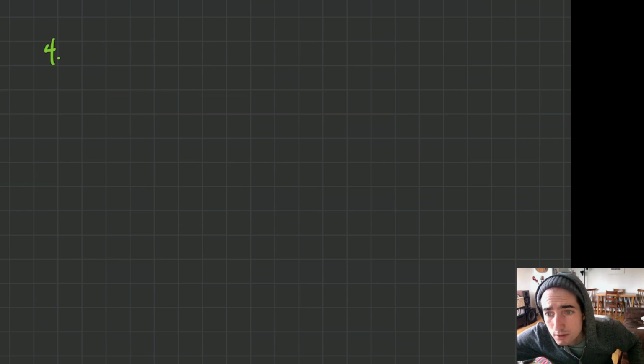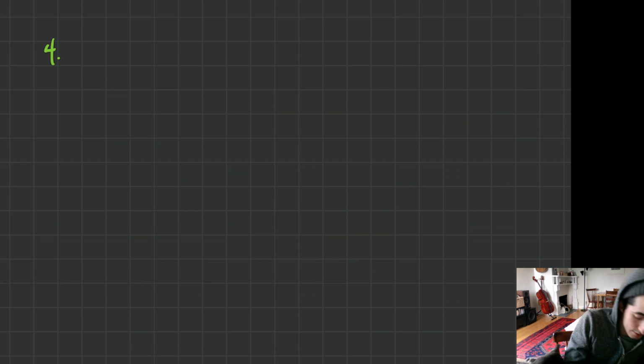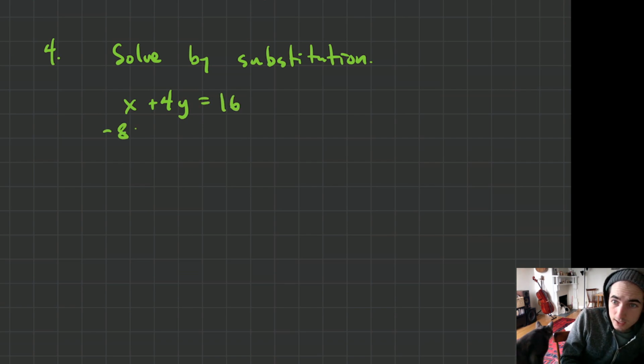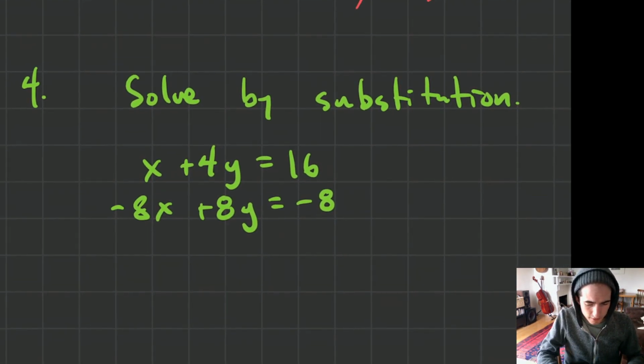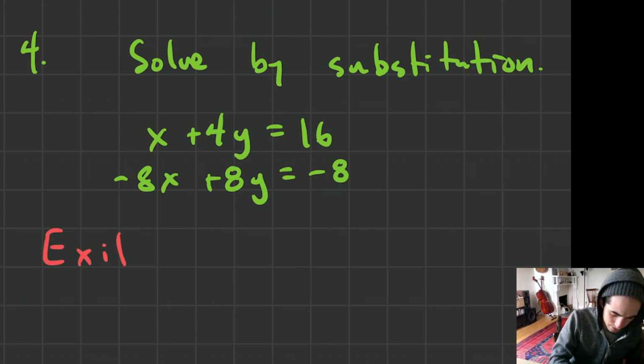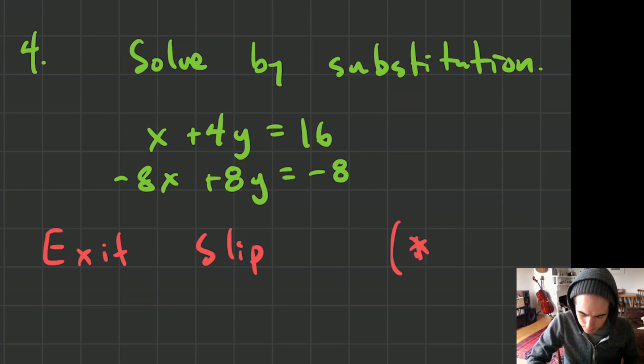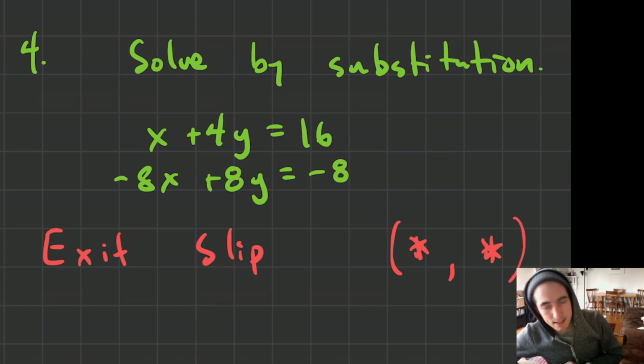So you have until the end of the day to finish this one out. This is question number 4, and we're going to solve by substitution. The system is x plus 4y equals 16, and negative 8x plus 8y is equal to negative 8. That's what we're going to solve, and that's your exit slip. Your solution should look like an open bracket, a number, comma, another number, and then a close bracket.